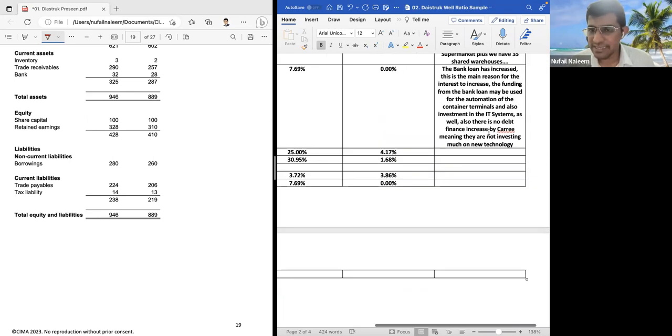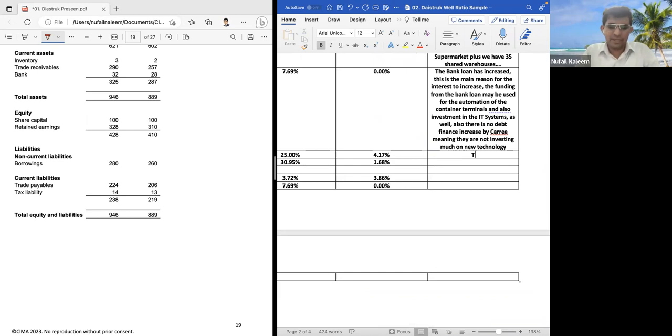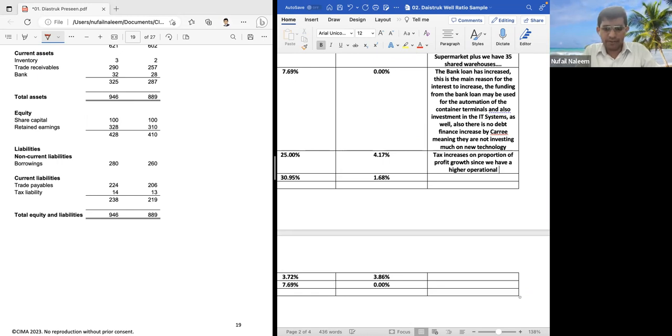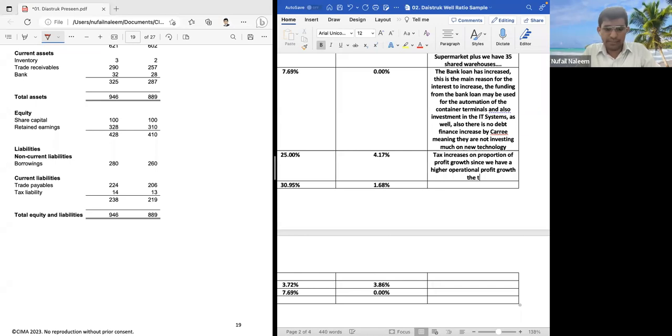So students, I will just write it here. Tax increases in proportion to profit growth. So that is very clear. Since we have a higher operational profit growth, the tax has also grown.